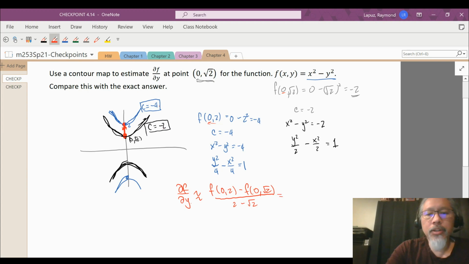Now what we're going to have here is, in the numerator, f of 0, 2, which we figured out to be -4, and then minus -2, divided by 2 minus square root of 2. And this is going to be -4 plus 2, so that's -2 divided by 2 minus square root of 2.